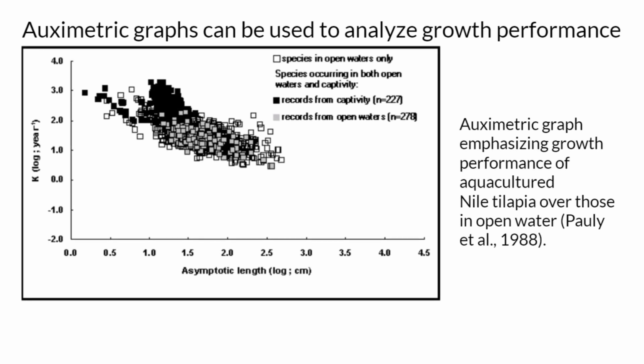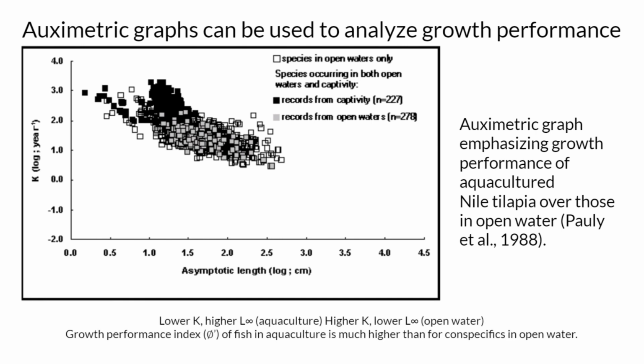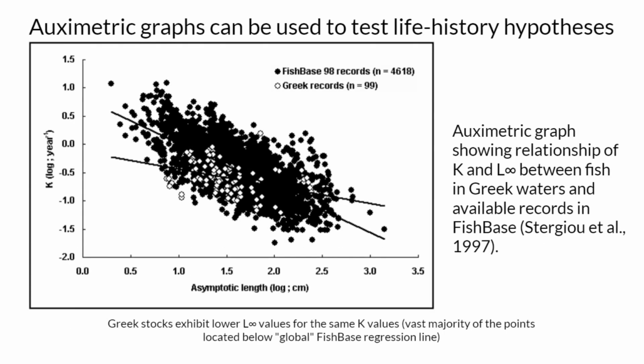Auximetric graphs can be used for analyses that look into the difference in growth performance, such as this study done for captive versus free-living Nile tilapia. Here, the auximetric graph illustrates that the growth performance index of fish in aquaculture is much higher than for conspecifics in open water. It can also be used to test life history hypotheses such as this study that predicted fish species in Greek seas would generally be smaller in size compared to populations elsewhere due to the oligotrophic environment in Greek waters.